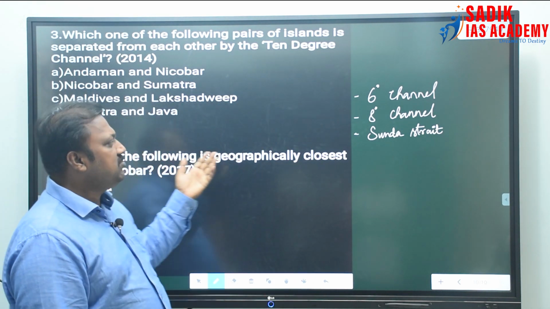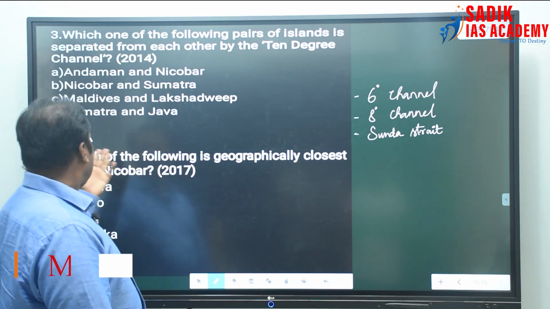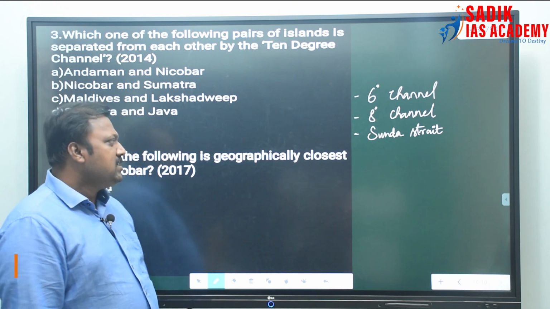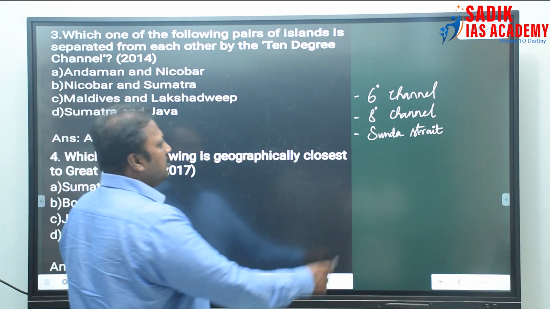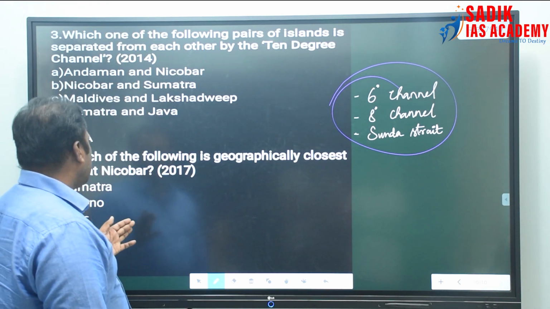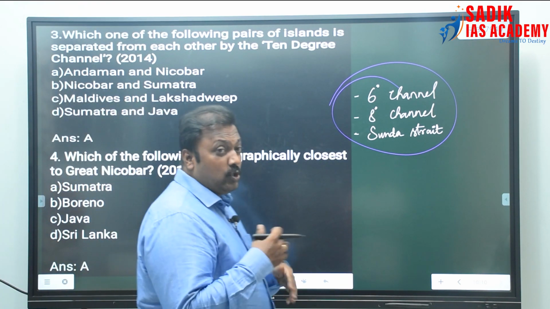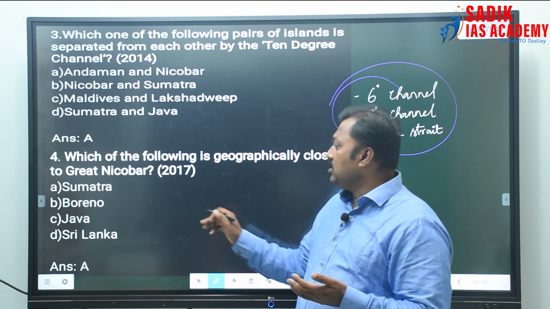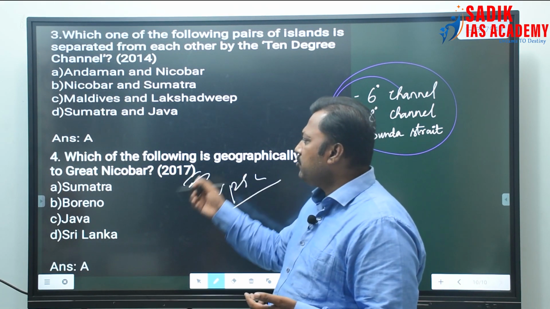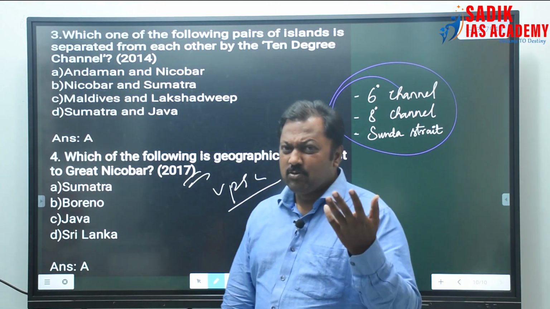Nicobar and Sumatra are separated by the Sixth Degree Channel. Maldives and Lakshadweep are separated by the Eighth Degree Channel, and of course Sumatra and Java are separated by the Sunda Strait. Please just go through this, make a note of it. And also there is another question: which of the following is geographically closest? It has been asked very recently, in 2017 in the UPSC. Which of the following is very close to Great Nicobar? Many students got it wrong also.